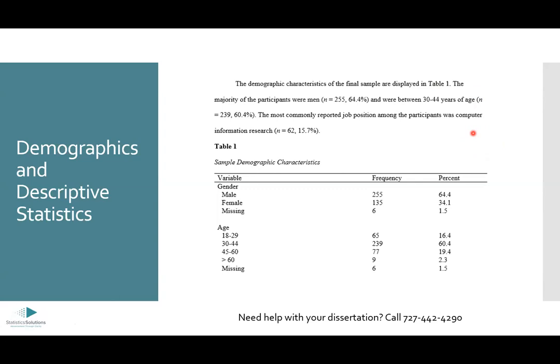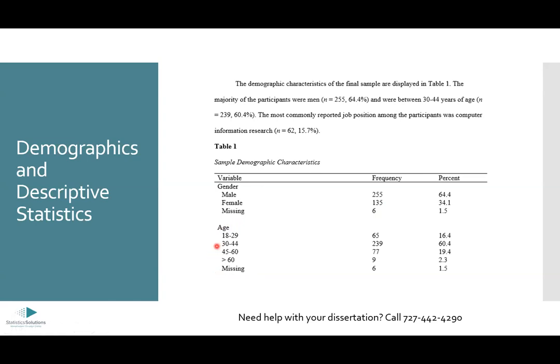Here we see that they are presenting frequencies and percents. We know that they're doing that because they're using categorical data here. So in this case, they're presenting gender, age, and they're also giving some indication of how many missing observations were in these particular categories. So there were 6 people who didn't answer the gender question in this study, and there were 6 who also didn't answer the age question.